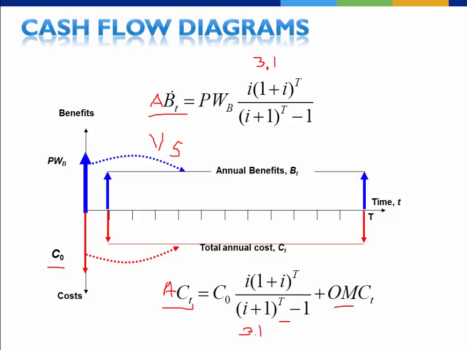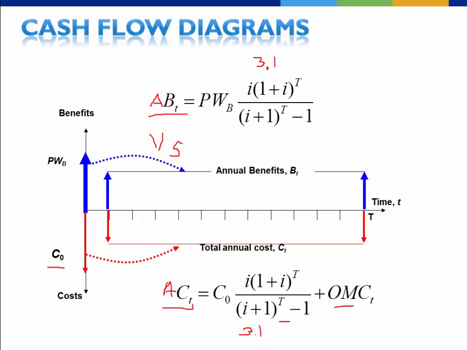And again, if the net benefits are greater than 0, then it's economically feasible. Or if the benefit cost ratio is greater than 1, then it is the same. The benefits outnumber the costs, so the projects are, in this case, economically feasible.